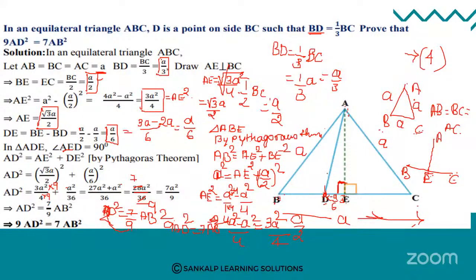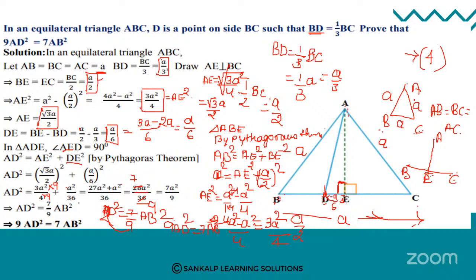Now in triangle ADE, here E is 90 degrees, and by using Pythagoras theorem, AD square is equal to DE square plus AE square, right? AE value is root 3A divided by 2 whole square plus DE value is A by 6 whole square.